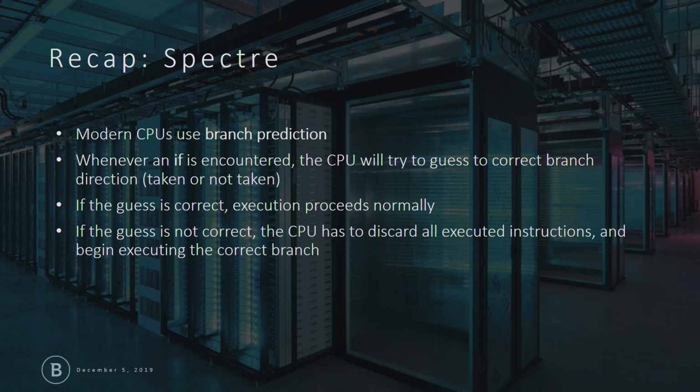Whenever an if is encountered, the CPU will try to guess the correct branch direction, either taken or not taken. If the guess is correct, then the execution proceeds normally. If the guess is not correct, then the CPU has to discard all executed instructions and begin executing the correct branch.